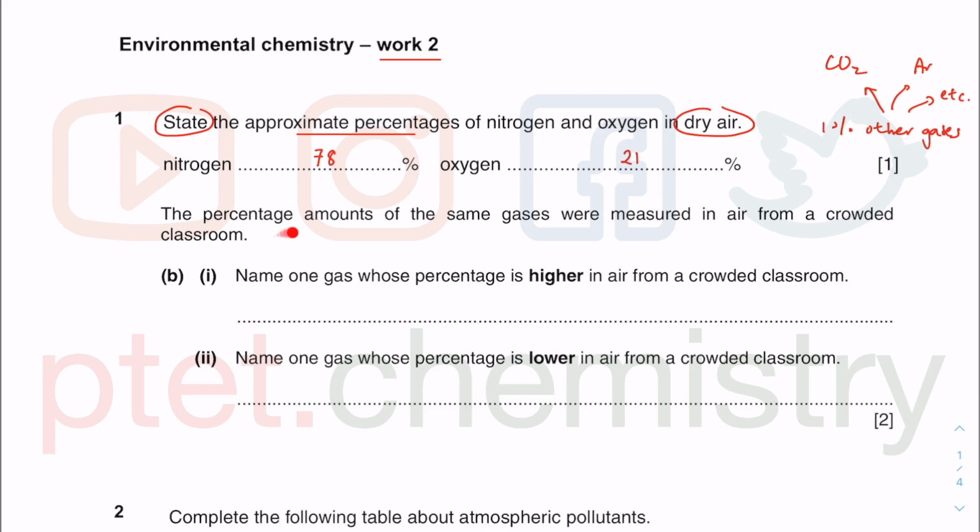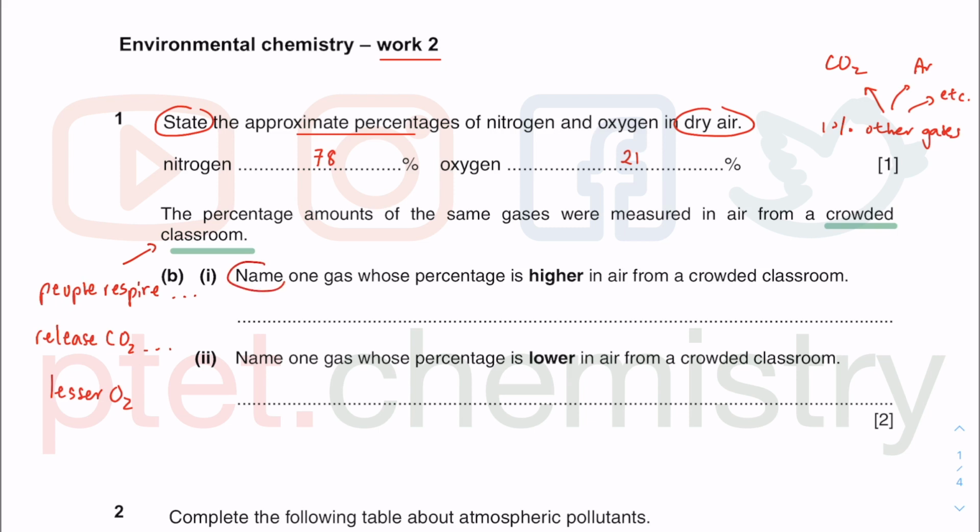Okay. Now the percentage amounts of the same gases were measured in air from a crowded classroom. When you have a lot of people inside the classroom, people respire. So what is respiration? People respire, people will release carbon dioxide. And then there will be less oxygen, because respiration uses oxygen, and you burn your sugar, you burn your carbohydrates, and release carbon dioxide and water.